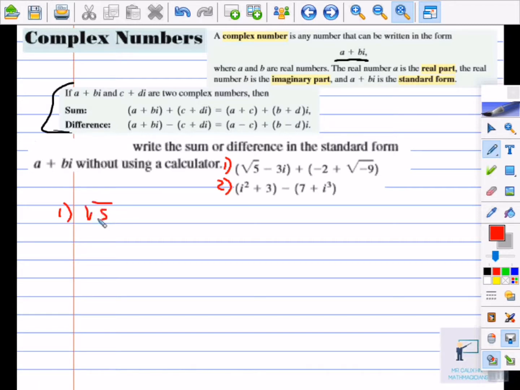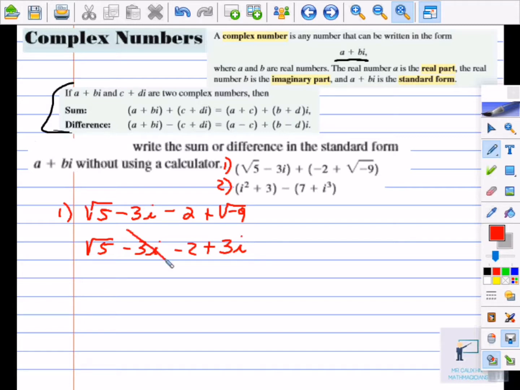Square root of 5 minus 3i minus 2 plus the square root of negative 9. Now, an imaginary number can be a negative inside a square root, like in this case with 9. You know that the square root of 9 is 3, but because it has a negative inside, we copy the rest, and the square root of 9 is 3, and the negative sign becomes an i. Once you have this, you check your like terms.